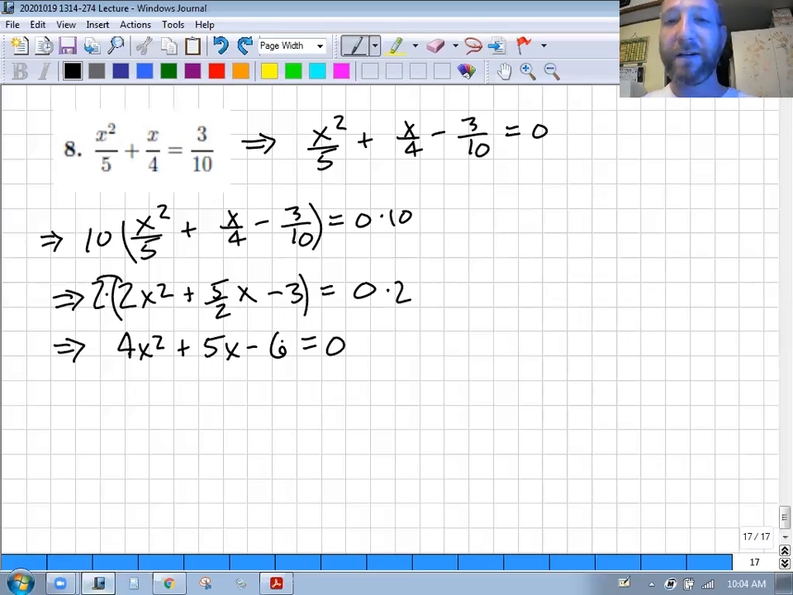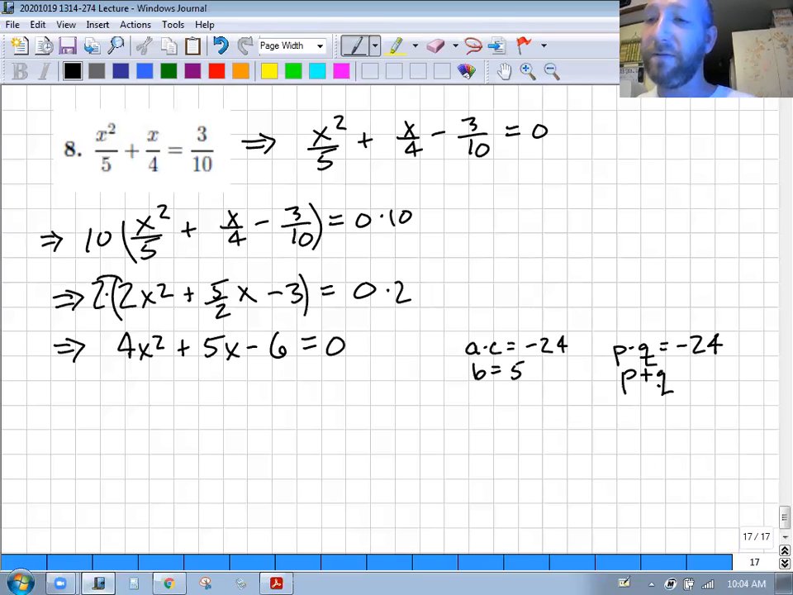Now in order to factor this, since we got this 4 in front of our x squared, it makes it hard just to eyeball. We'll do our little trick here. We'll look at a times c. 4 times negative 6 is a negative 24. So we need two numbers so that if we multiply them, we get negative 24. Our b here is 5, so we want our two numbers to add to be 5.